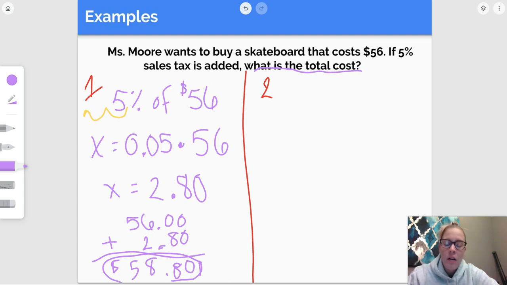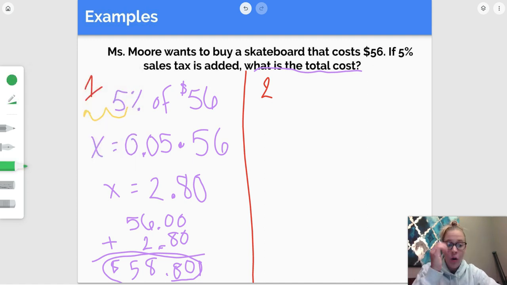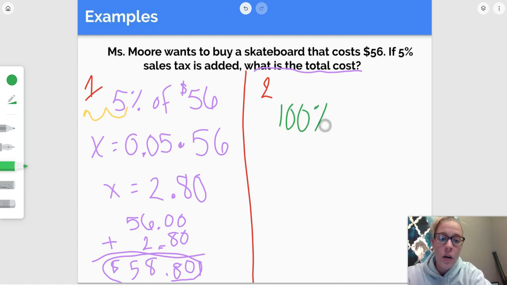All right. Now, there's another method we can do, and we're going to get the same answer, and you're going to see that in your notes, and you're going to be trying both methods on your practice, and you're going to make sure you watch what the questions ask. All right. So for the second method, we're going to find the total percent that we're going to pay first. So we think, right, 100%. We are going to pay 100% of the cost. We're going to pay that full $56. Plus, after the 100%, we're going to also pay an additional 5% sales tax, right?